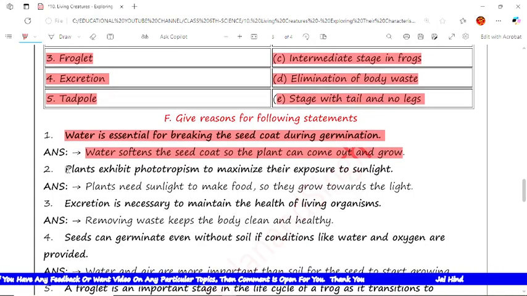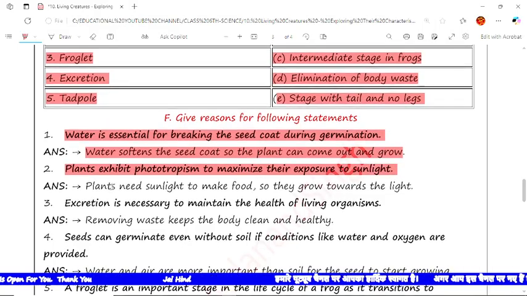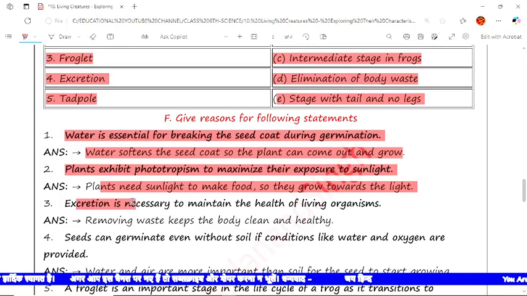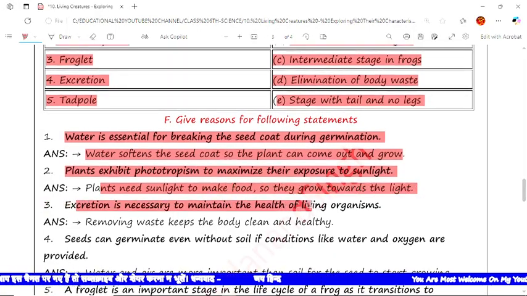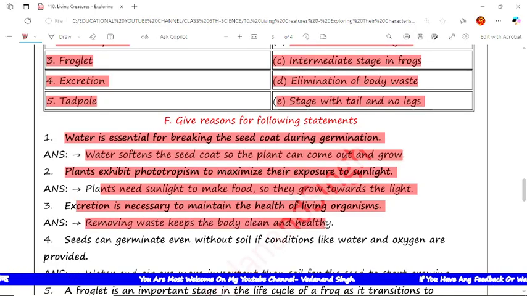Next statement is plants exhibit phototropism to maximize their exposure to sunlight. The reason is plants need sunlight to make food, so they grow towards the light. Next is excretion is necessary to maintain the health of the living organism. The reason is removing waste keeps the body clean and healthy.